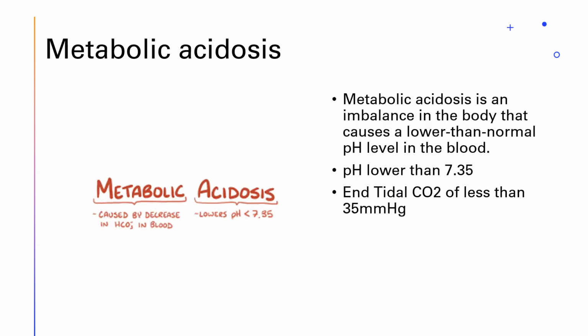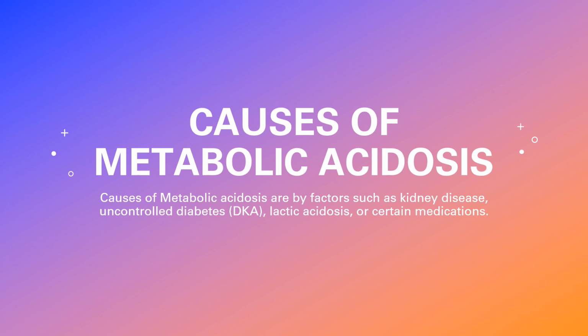Metabolic acidosis is the imbalance in the body that causes a lower than normal pH level in the blood, pH lower than 7.35, and the end-tidal CO2 will be less than 35 millimeters mercury. The causes of metabolic acidosis, there's several things. They could be factors like kidney disease, uncontrolled diabetes, DKA, lactic acidosis, or certain medications.